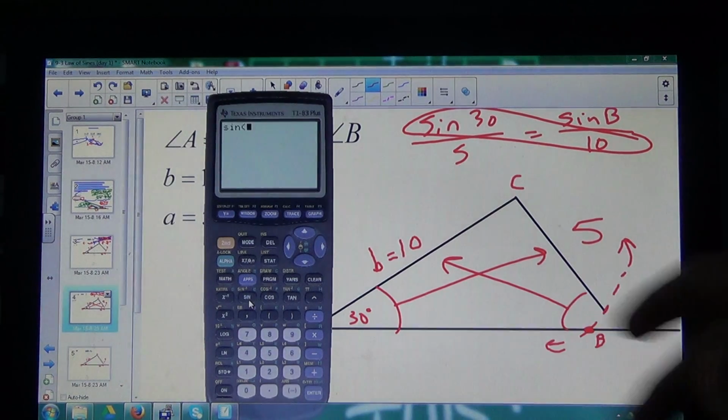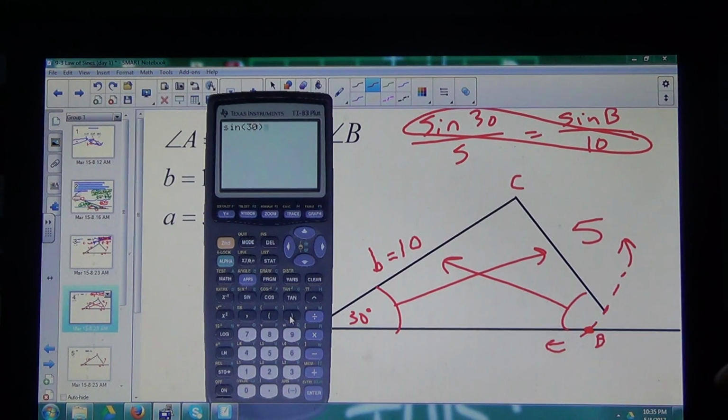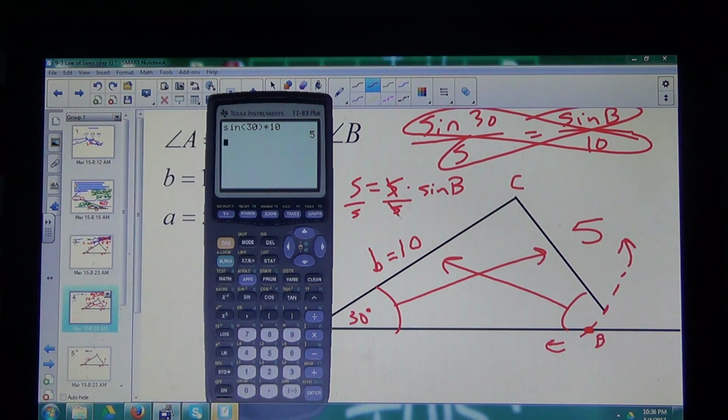So sine of 30, close off the parenthesis, times 10, you get 5 again. Then if I solve the other side, it's going to be 5 equals 5 times the sine of B. How do I get sine of B by itself? I divide by 5, and you get 1 here. So how do you find angle B again? If I'm ever looking for an angle, I always have to do the inverse. So now if I go second sine inverse of 1, because that's what 5 divided by 5 would be, I end up getting 90.